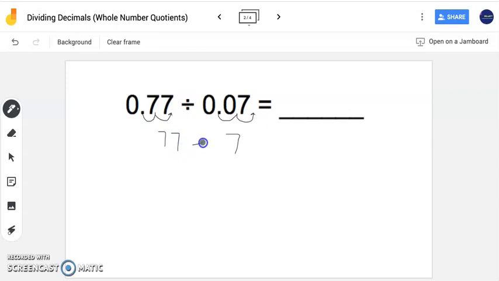So my problem is now 77 divided by 7, which hopefully is very simple for everybody, and that's simply 11 as your answer. Some problems you might need to do long division. This is something that hopefully you were able to quickly recall, that 77 divided by 7 is 11. Therefore, 77 hundredths divided by 7 hundredths is also 11 as well, and that is all you need to do.